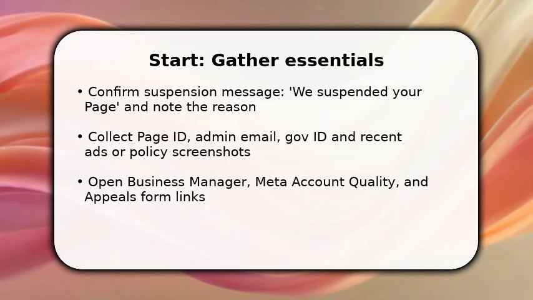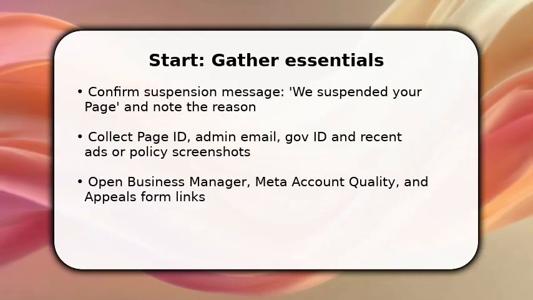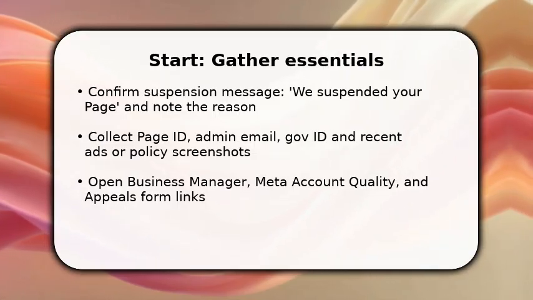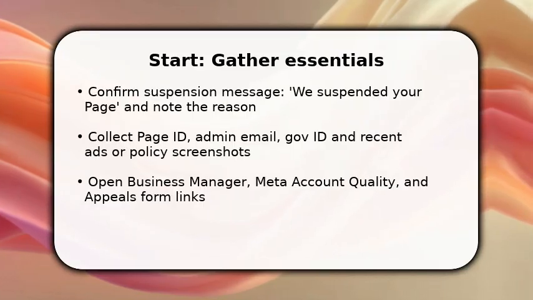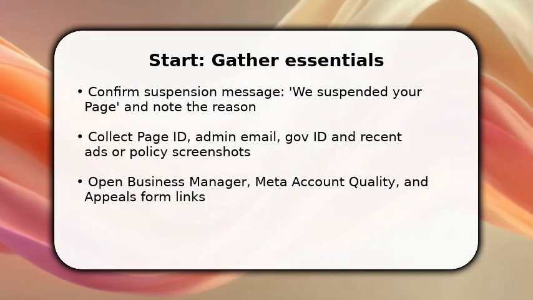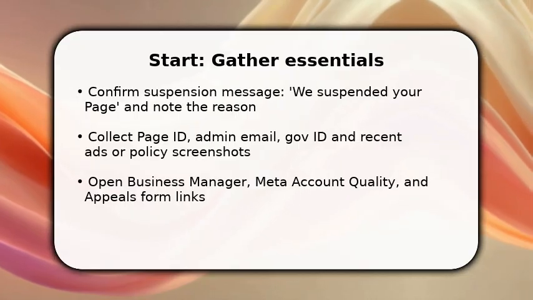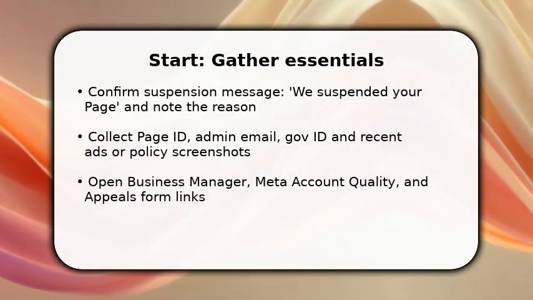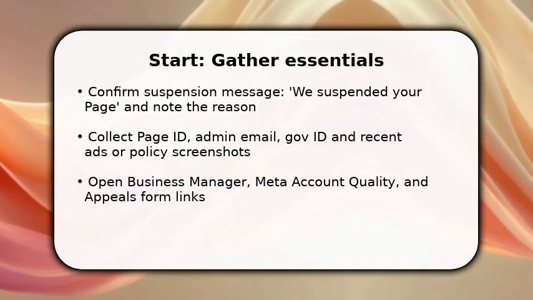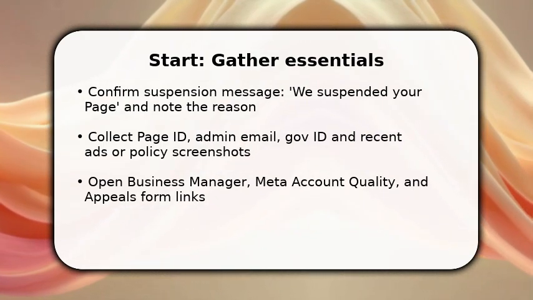You begin by confirming the exact suspension notice and why it occurred. This matters for the appeal. Next, gather the page ID, admin email, a scanned government ID, and screenshots of relevant posts or ads to prove ownership and context. Once done, open Meta Account Quality and Business Manager where appeals happen, and prepare concise factual notes explaining why the page complied with policy. Make sure to timestamp your evidence and have a single clear claim per violation to avoid confusion.